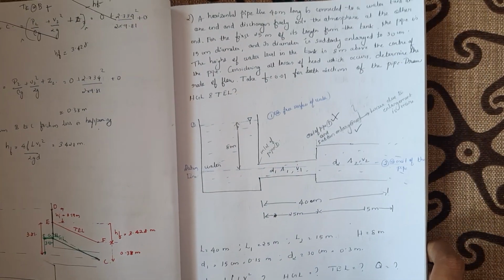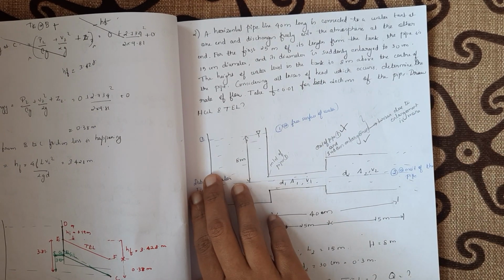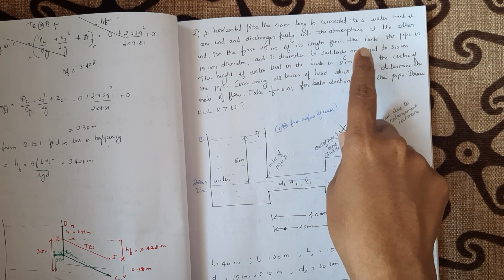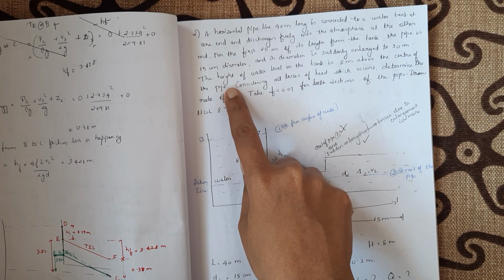Okay, today we'll move on to the next problem on HGL and TEL. So our question is, a horizontal pipeline 40 meters long is connected to a water tank at one end and discharges freely into the atmosphere at the other end.